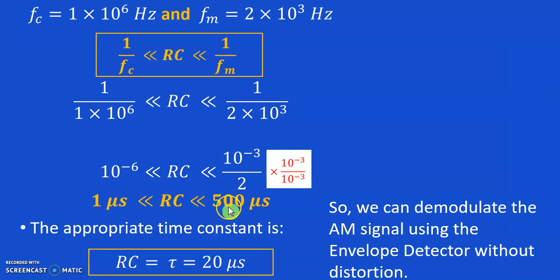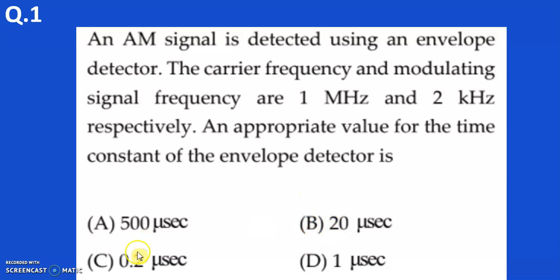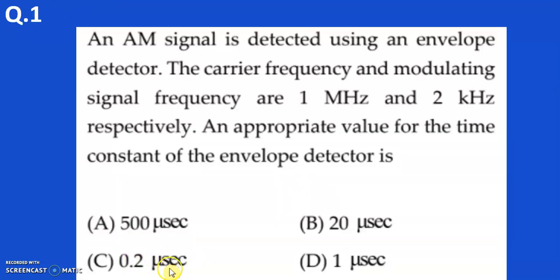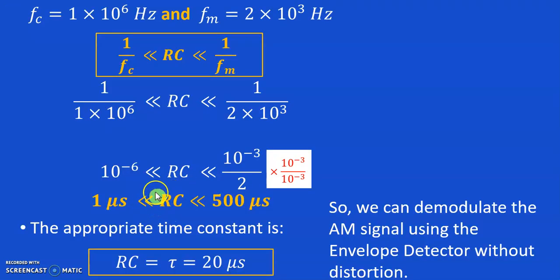So 500 microsecond is not appropriate because RC should be much less than 500 microsecond. And 0.2 microsecond is less than 1 microsecond, and RC should be much greater than 1 microsecond, so this value is not correct. And 1 microsecond, let us see, RC should be much greater than 1 microsecond, so it is not appropriate.